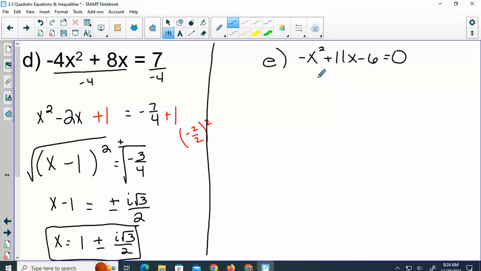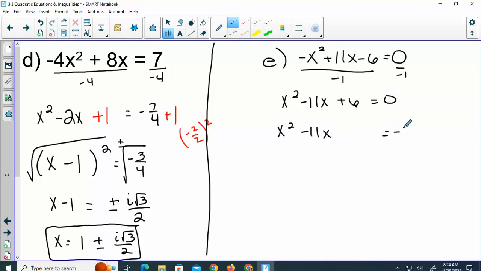What do we have to do on E? So x squared minus 11x plus 6 equals 0. Bring over the 6. I guess we haven't been talking, but could we factor this one nicely? No. So it never hurts to check, but it's not going to work.